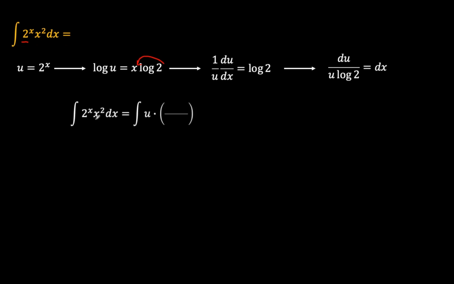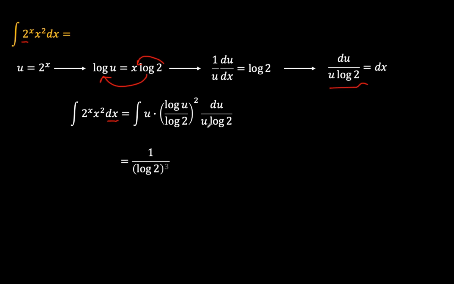Now the integral of 2 to the power x times x squared can now be expressed as, in place of 2 to the power x, we have u, in place of x squared. So if you look at this here, x is the same as natural log u over log 2. And so x squared is natural log u over natural log 2 all squared. And then in place of dx, we've now brought this du over u times natural log 2.